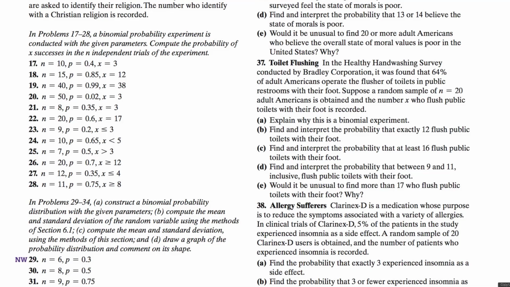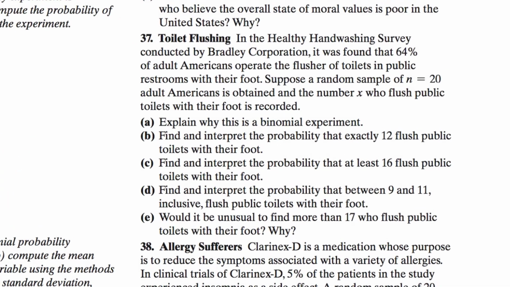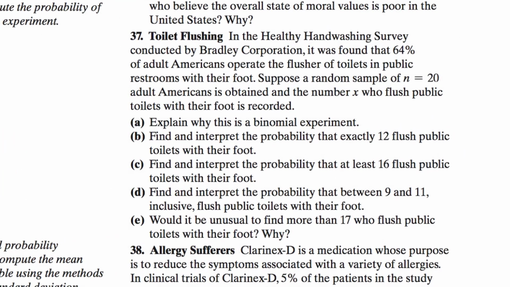You can see the example that I've chosen right on the screen in front of you here. It's number 37, and it's titled Toilet Flushing, and it says, in the Healthy Hand Washing Survey conducted by the Bradley Corporation, it was found that 64% of adult Americans operate the flusher of toilets in public restrooms with their feet. Suppose a random sample of n equals 20 adult Americans is obtained, and the number x who flush public toilets with their foot is recorded. Okay, so there are several parts here, and we want to address each of these in turn.